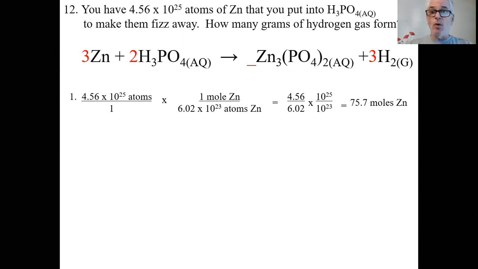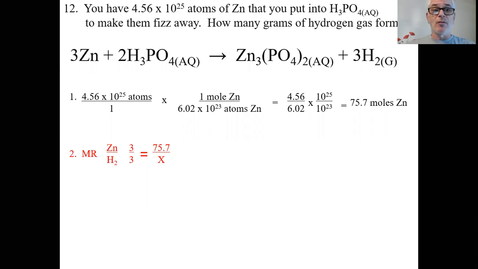Now, that's part 1. Now, in order to get across the tunnel, we have to do what's called the mole ratio. Now, the mole ratio, even though there's 4 parts to this equation, we're only looking at 2 parts. We're looking at the part called zinc and the part called hydrogen. The zinc and the hydrogen happen to be in a 3 to 3 ratio. How cool is that? That actually makes this a little easier for us. So we write MR for mole ratio. We're looking at zinc and hydrogen. It happens to be in a 3 to 3 ratio.